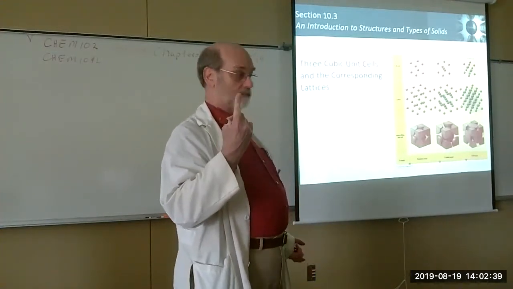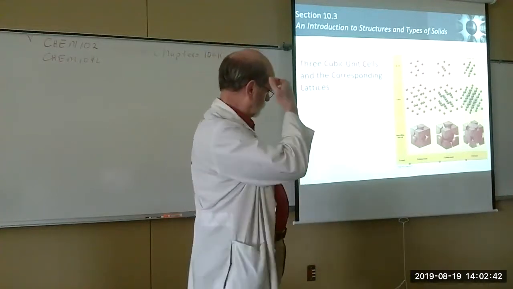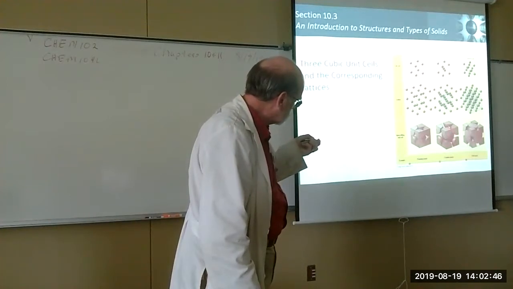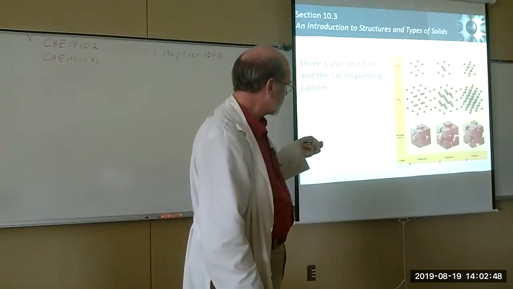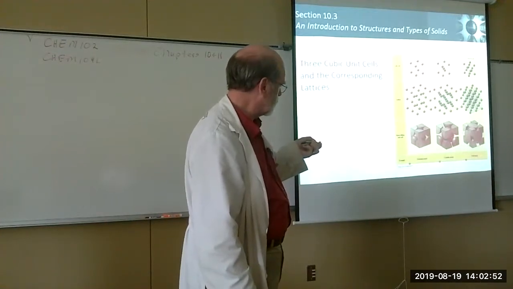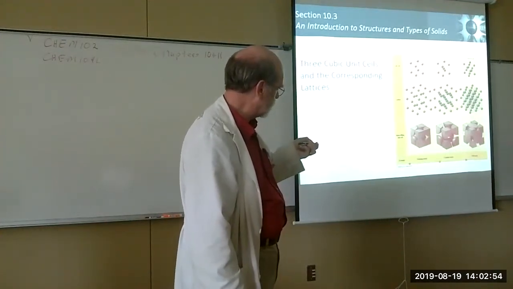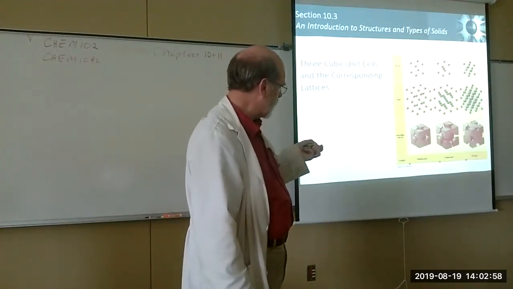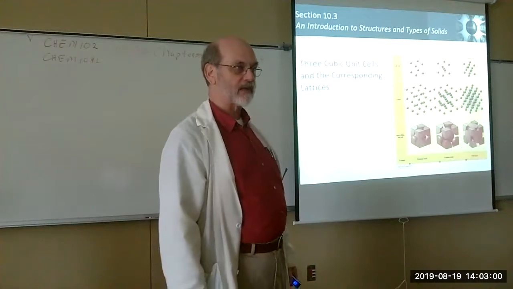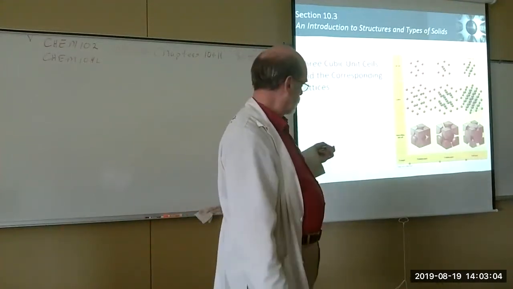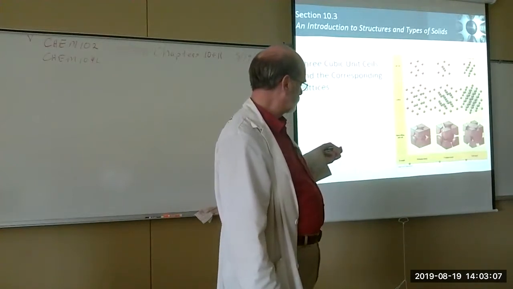Okay? How about this one? This one has 1 in the center. This is a body-centered cubic because the center of it is this 1 atom in the middle. So you still have the 1/8s here, and then you have 1 whole one in the middle. So how many in the body-centered cube? 2. Right? 1 atom here, 2 atoms here.